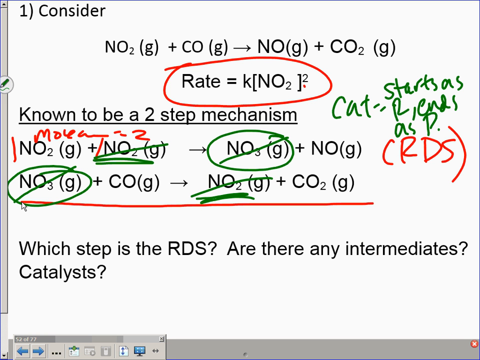It's because the molecularity of this reactant set matches the rate law itself. Being bimolecular, so 2 of those, and then there's 2 of those. That's why this first step is the rate determining step. The second step is not. It's because of the matching nature of it.